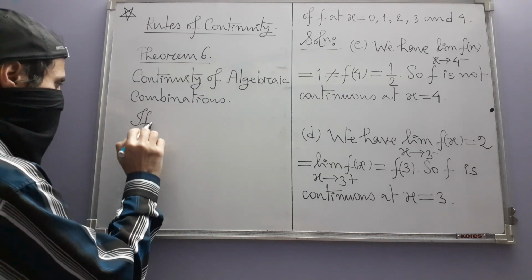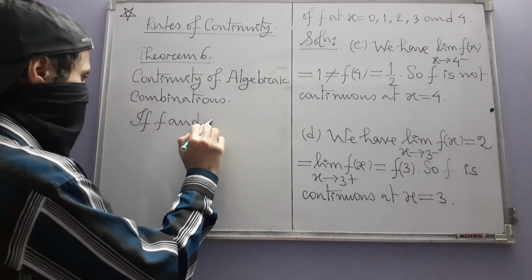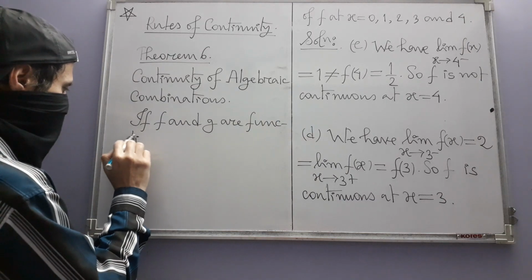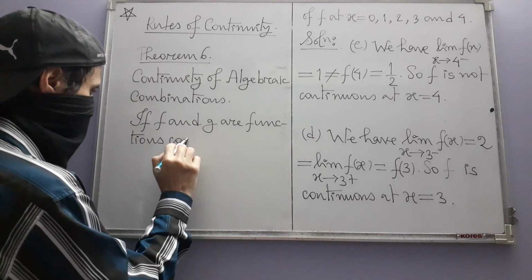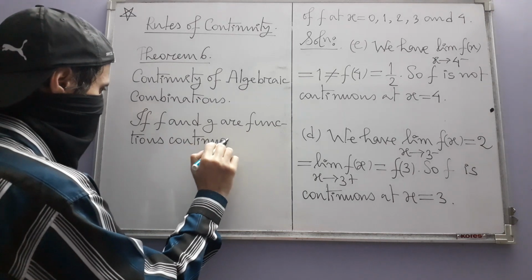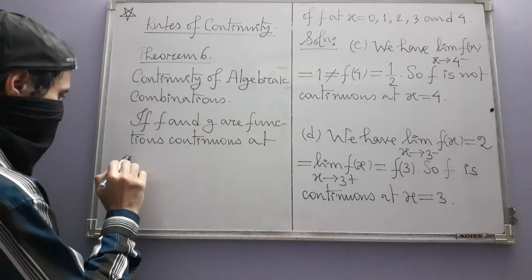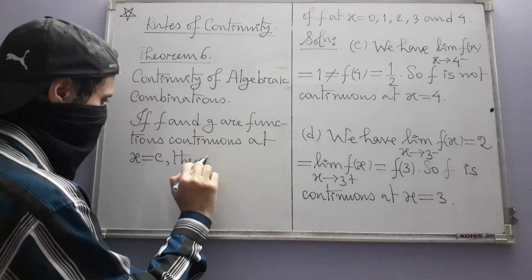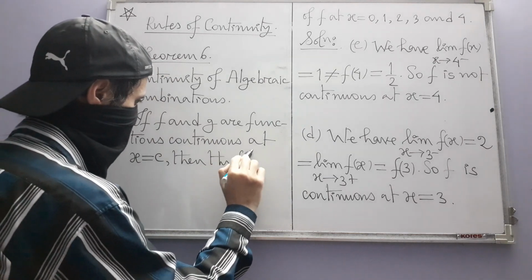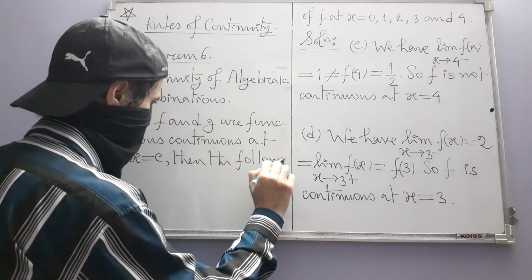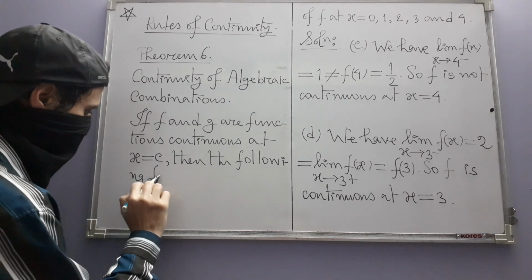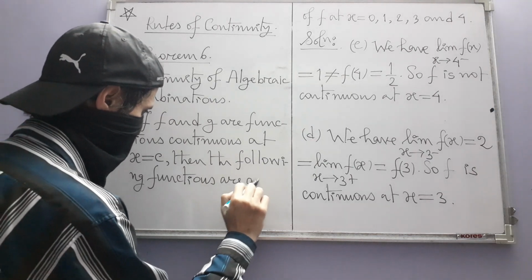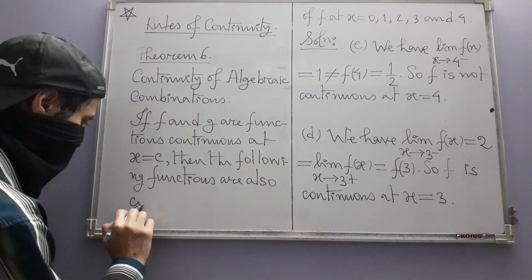If f and g are functions continuous at x equal to c, then the following functions are also continuous at that same point.